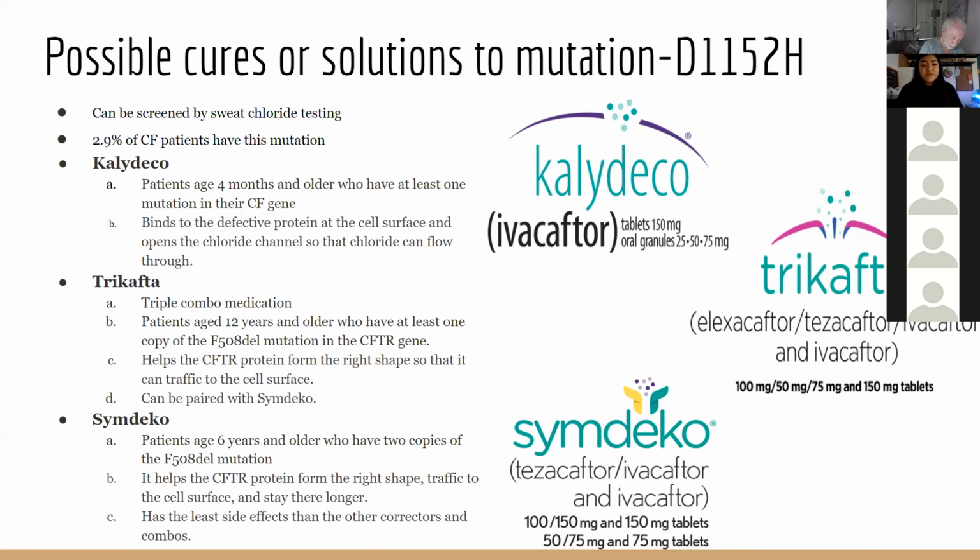And then Symdeko on its own is for patients 6 years and older. It helps the CFTR protein form the right shape, move through the cell surface, and stay there longer. It also has the fewest side effects of all the other correctors and combos that we're talking about, specifically chest tightness, which is one of the biggest complaints that people have with these medications.